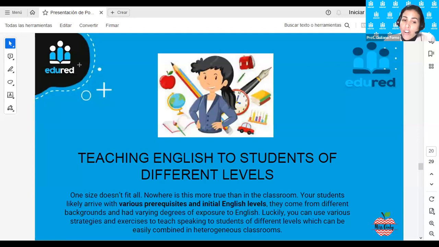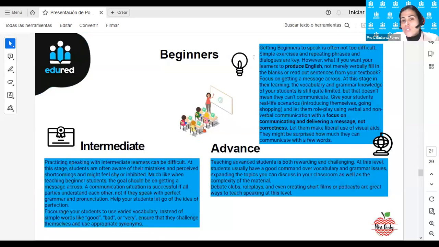Luckily, you can use various strategies and exercises to teach speaking to students of different levels, which can be easily combined in heterogeneous classrooms, okay? For example, if I want to work with beginners, getting beginners to speak is often not too difficult. Simple exercises, repeating phrases, and dialogues are keys.